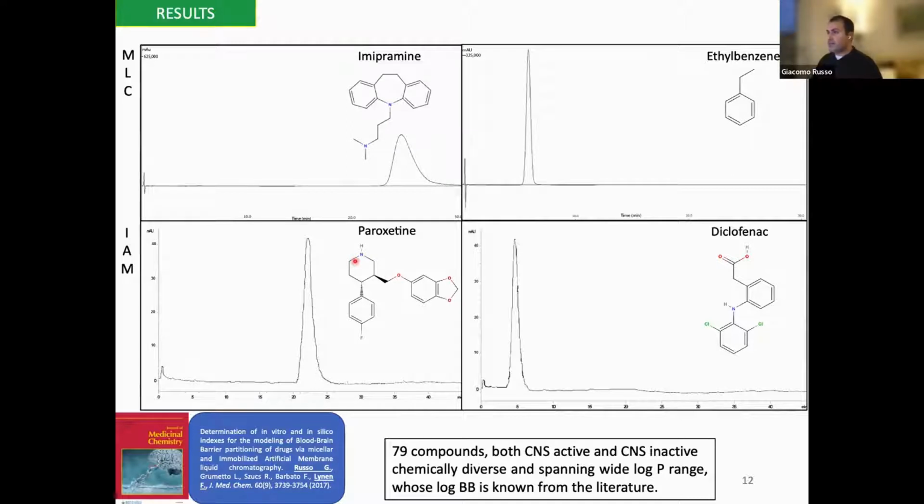Okay, let's look at some of the chromatograms. In MLC, as you can see, the peak shape is not great, but this is just a trait of the technique. This is because the mass transfer coefficient is impacted, and this is responsible for the peak broadening. However, the retention time was reproducible in all the runs.